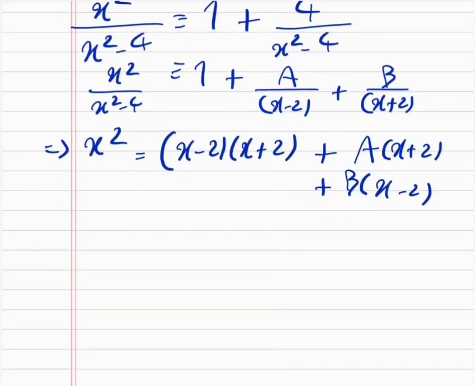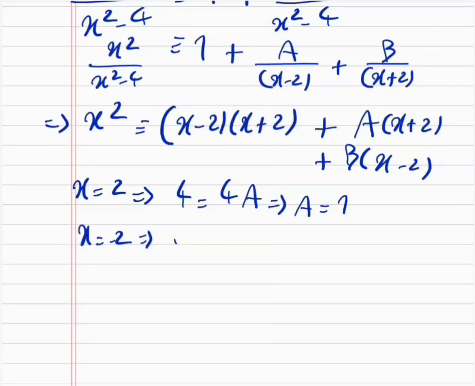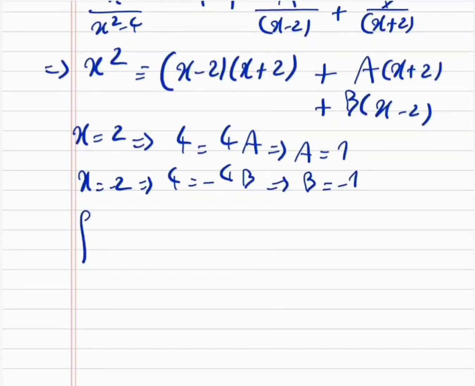Right, now that we have this, we can simply set x equal to 2, because that cancels out many of the brackets. So we'll have 4 is equal to 4a, which means a is equal to 1. And when x is equal to minus 2, then 4 is equal to minus 4b, which means b is equal to minus 1. So now we can write down the integral as 1 plus 1 over x minus 2 minus 1 over x plus 2, because those are the values of a and b.